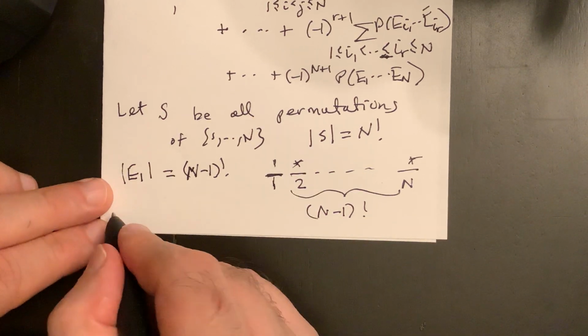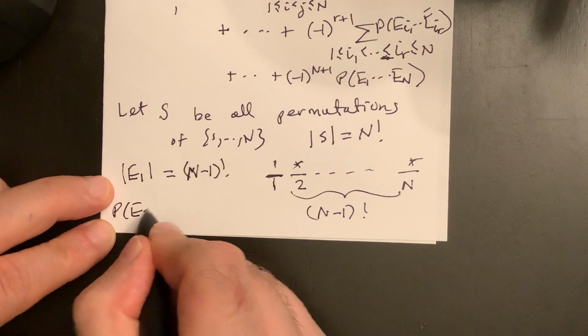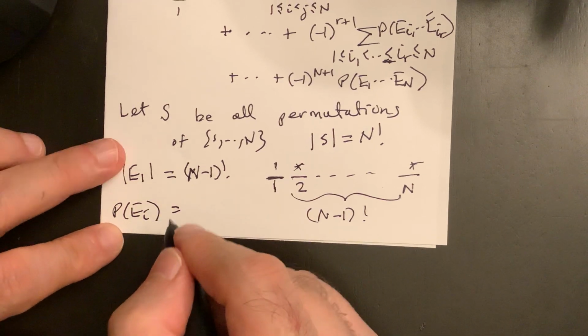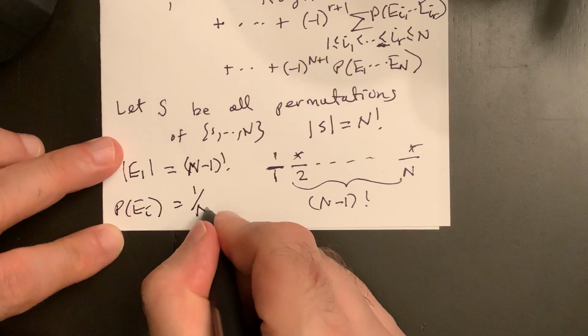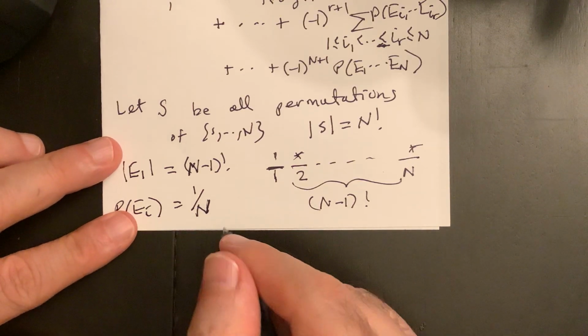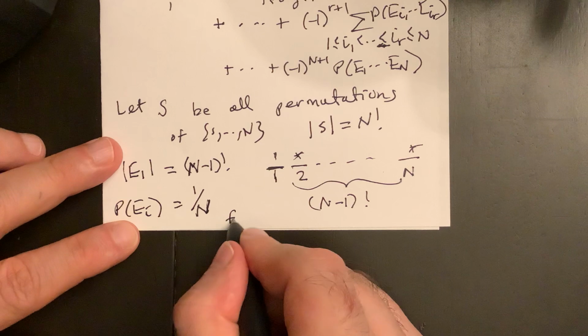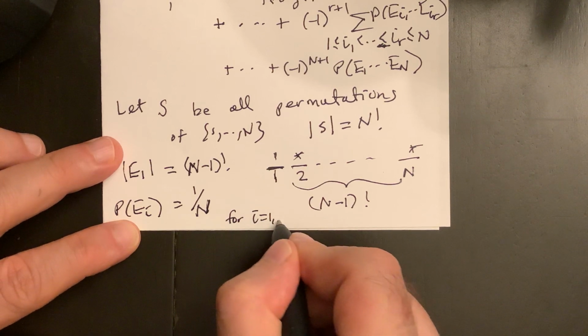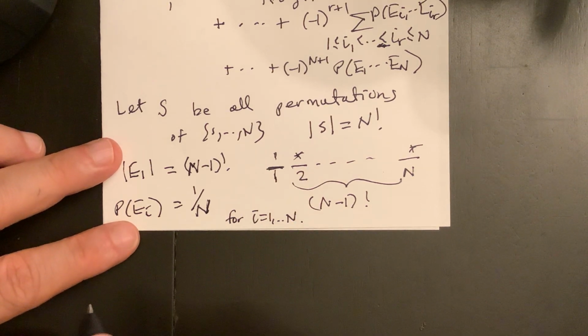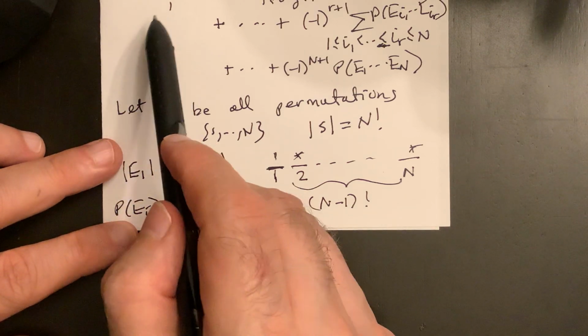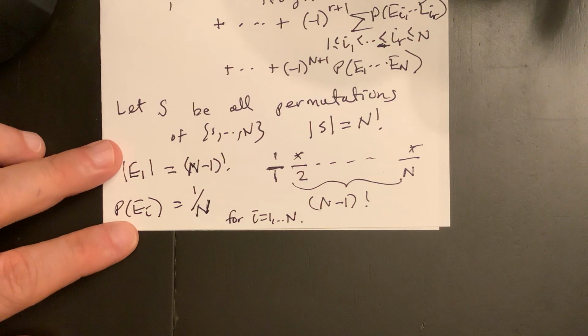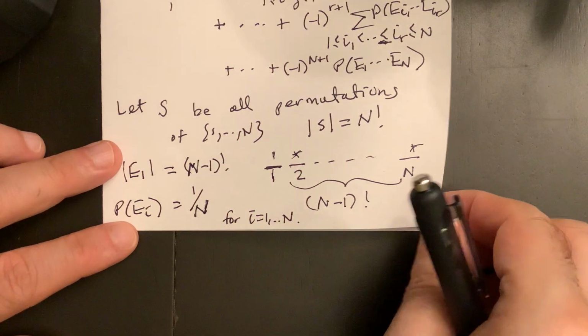So P of Ei then is just the quotient of these two things. So it's just 1 over n. Okay? And this is for any i. So we got P of Ei. Also, I know I have to add up n of them. So that first term is 1. So let's write that down. Write this all out again.